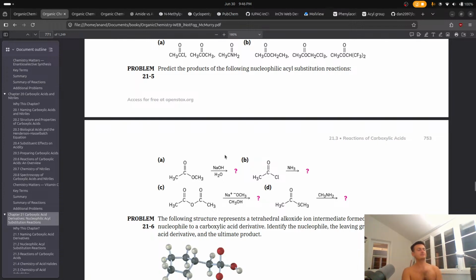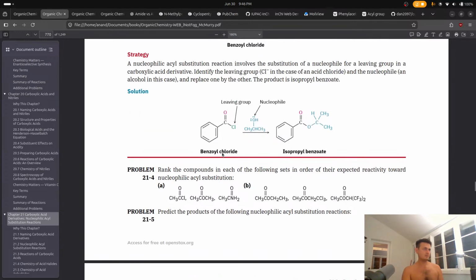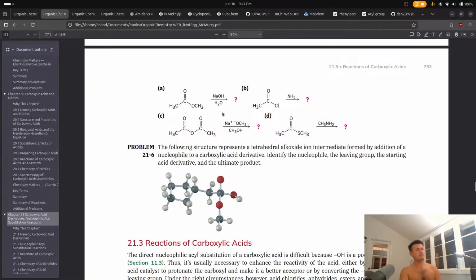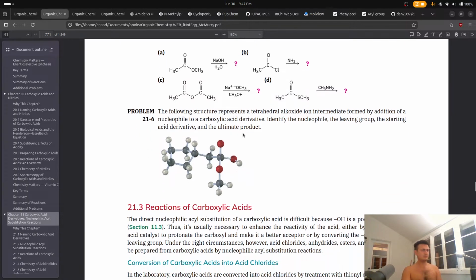I'm gonna look at the answer for these. I don't really know how I'm supposed to know. At this point, am I just supposed to assume that it just does the substitution, or do I need to know more? I'm not exactly sure.